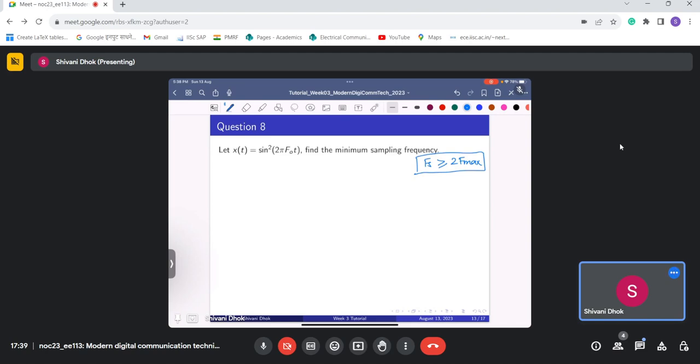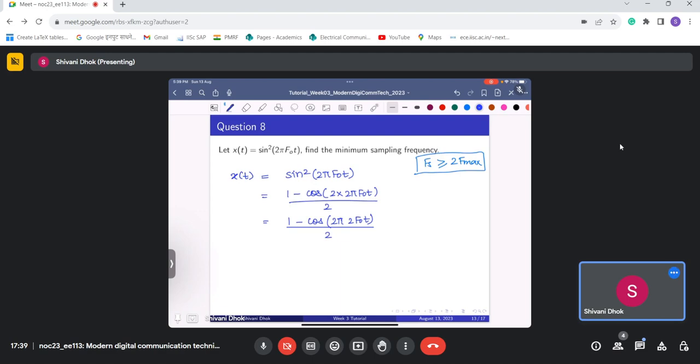So the first question related to sampling is: let x(t) be sin square of 2 pi f0 t, and we need to find the sampling frequency for this signal. Now this x(t) is basically sin square 2 pi f0 t, and this I can write as 1 minus cos of 2 into 2 pi f0 t, divided by 2, which is 1 minus cos of 2 pi 2f0 t, by 2.